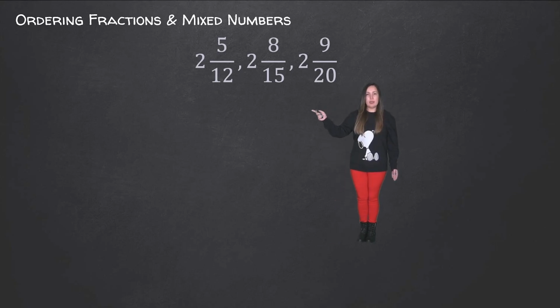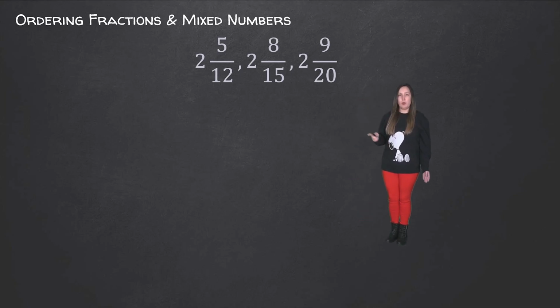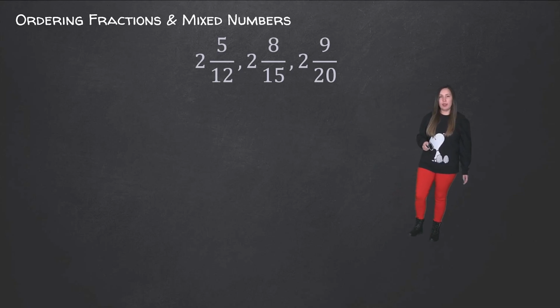Now, because the denominators are different, we have to find the least common multiple between our denominators to find a denominator that we can use to write equivalent fractions to make it easier to compare.